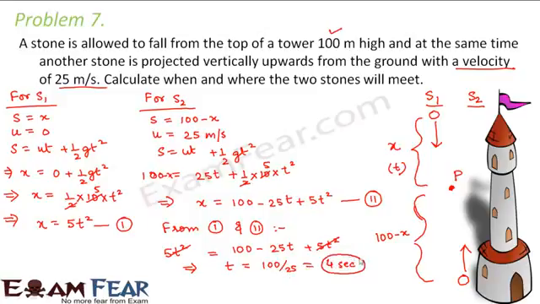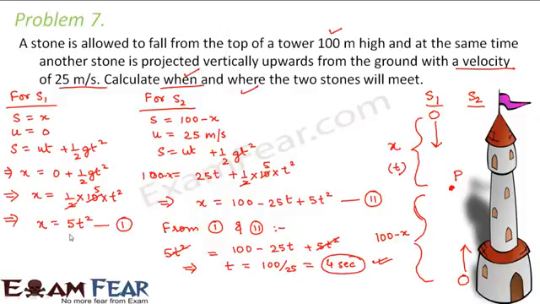That means we got one answer. It was asking calculate when. So we already found the answer for when. So the two stones will meet after 4 seconds, right? So one problem is solved. And where? That means we have to calculate x.